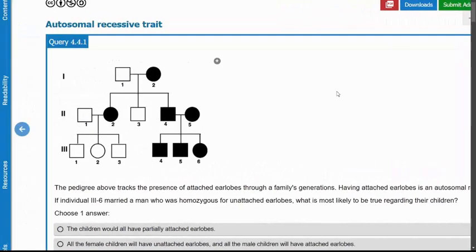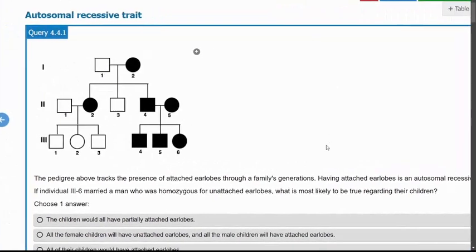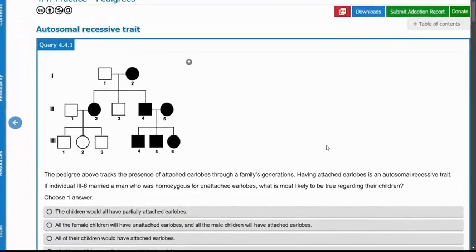All right. So, the pedigree above tracks the presence of attached earlobes through a family generation. Having attached earlobe is autosomal recessive. We have this information given, autosomal recessive. If individual 36, which is referring to here, marries a man who was homozygous for unattached earlobes, what's most likely going to be true regarding their children?